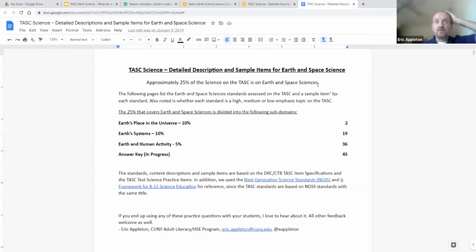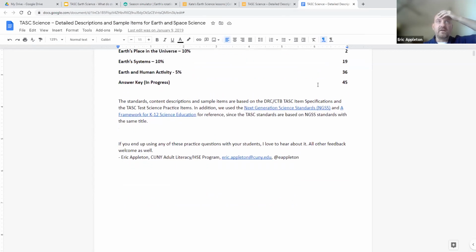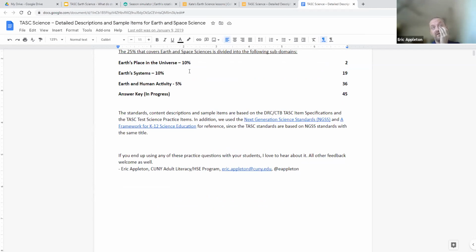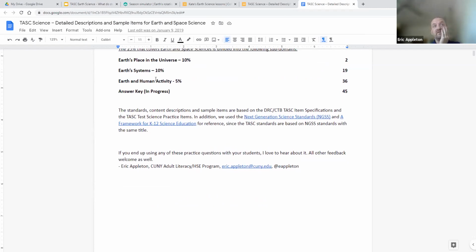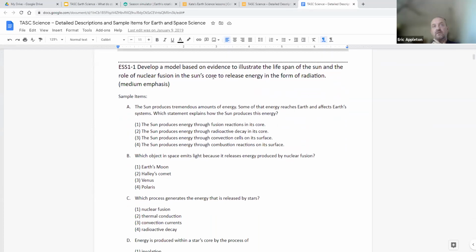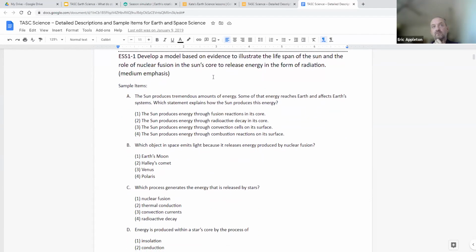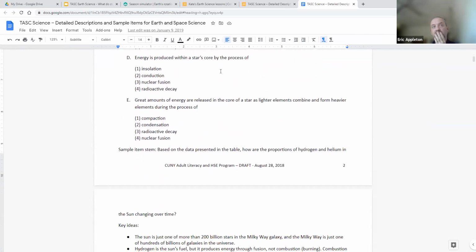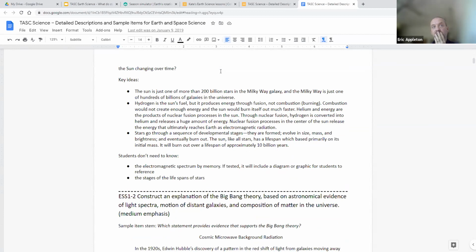So you'll see that these are the same categories. For the earth science, it shows that the 25% that is earth and space sciences is split up into these three categories: Earth's place in the universe, Earth's systems, and Earth and human activity. And then each of the learning standards are in here. Here's the first learning standard, and then there are some sample questions that are related to that learning standard.